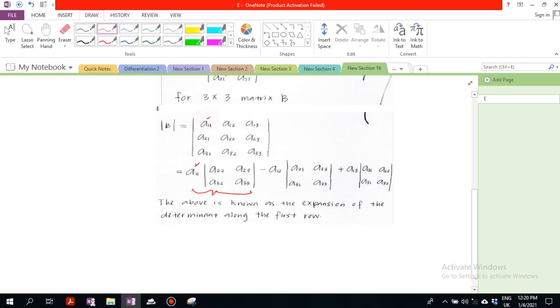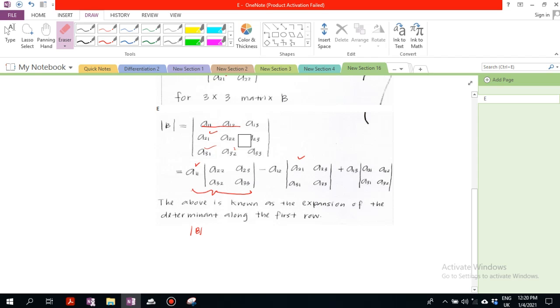Just now A11, now A12. When you take A12, you eliminate the row and the column of A12, so your matrix will remain A21, A23, A31 and A33. Then plus A13. When you take A13, you eliminate the column and the row, so your matrix remaining is A21, A22, A31 and A32. Then you need to solve this expansion in order to get the B determinant.